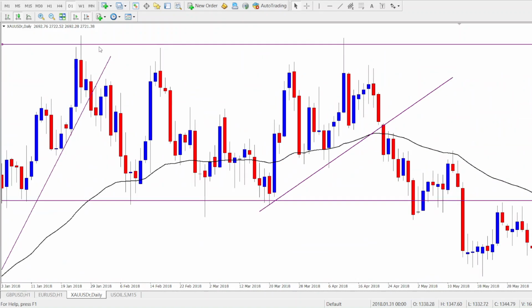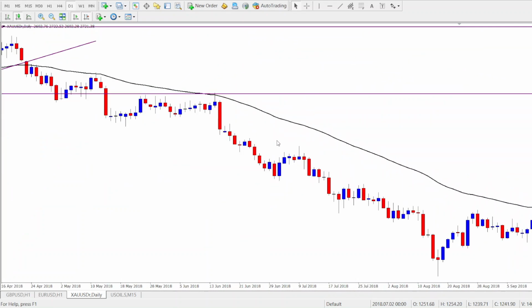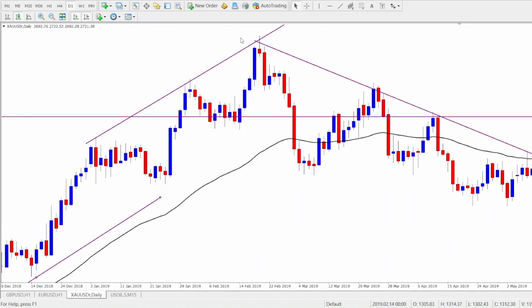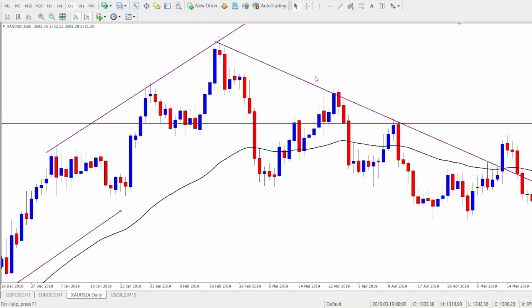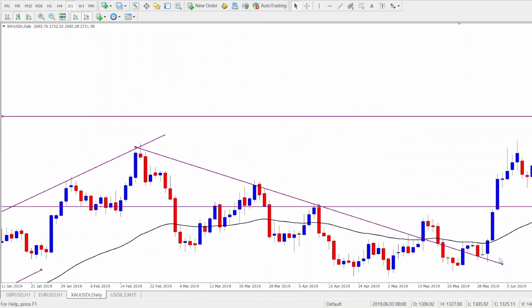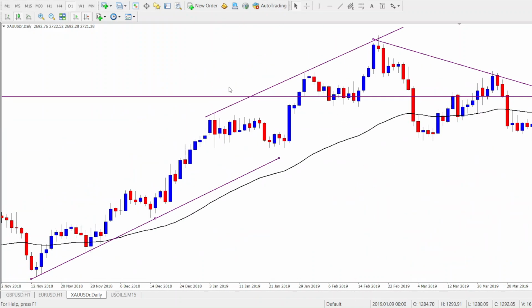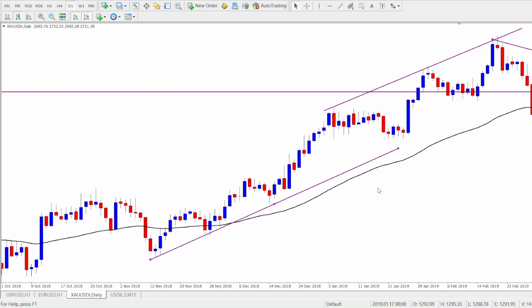So remember that when you have more than one swing high, for example here, at the site of two consecutive swing highs, use that to draw your trend line. Then in the case of swing lows, same thing. You use the two consecutive swing lows to draw your trend line, either in the bullish direction or in the bearish direction. So basically, that is how it works.